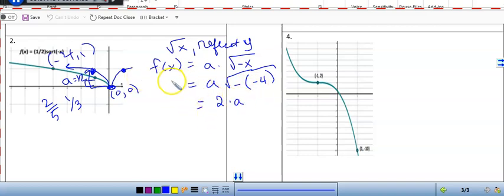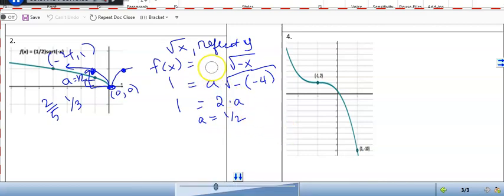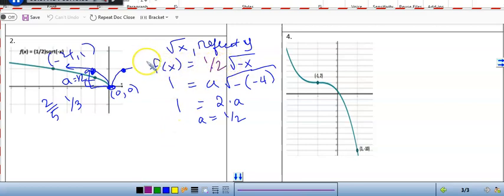Now the y value, f of x, was 1, so I'll replace that f of x with 1, and then I'll divide both sides by 2 to get A equals 1/2. So we were correct in thinking that A was equal to 1/2, so we'll replace that A there, and your function now becomes f of x equals 1/2 square root of negative x.